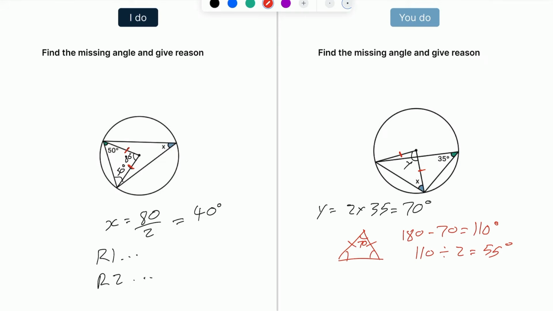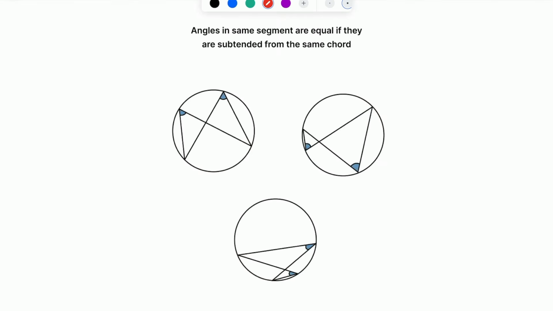So your answer here for x is 55, and your reason is because angle at the center is twice the angle at the circumference, and then the second reason is base angles in an isosceles triangle are the same.